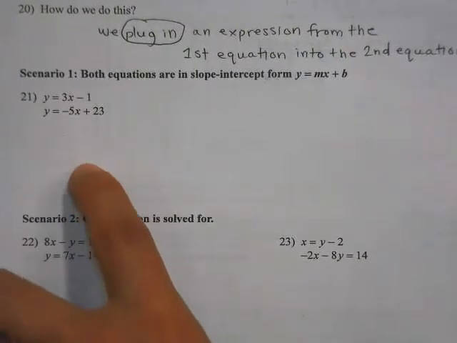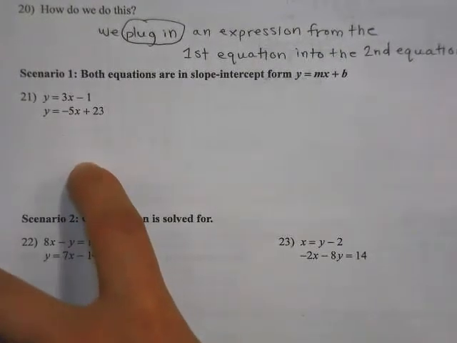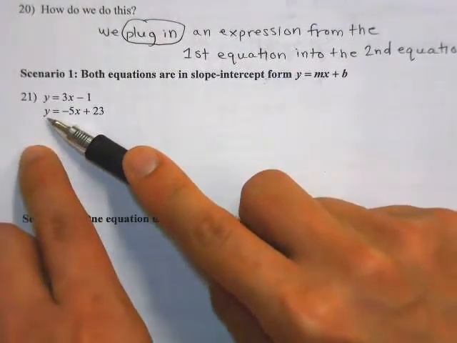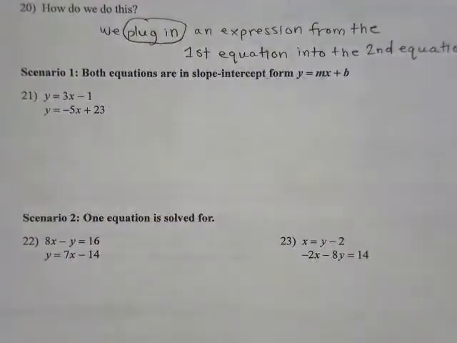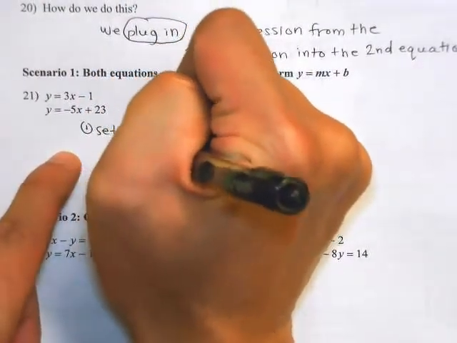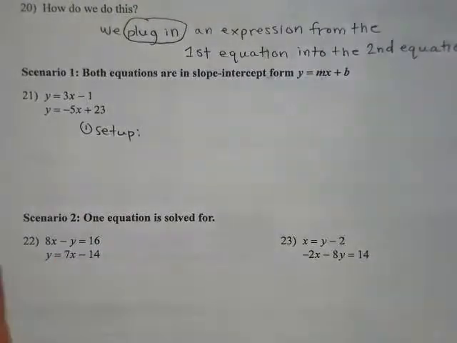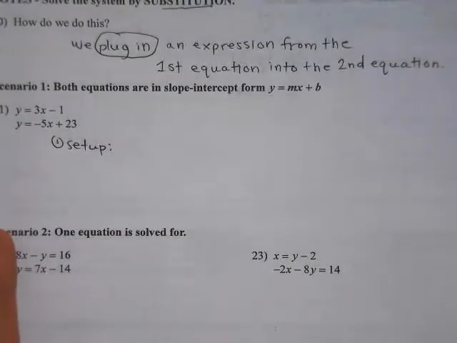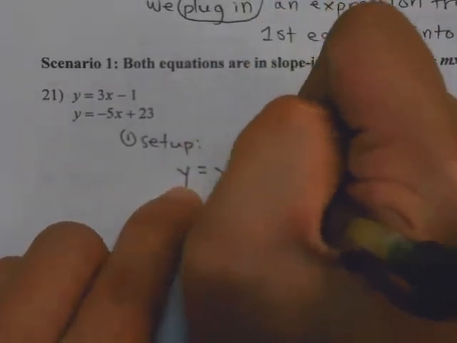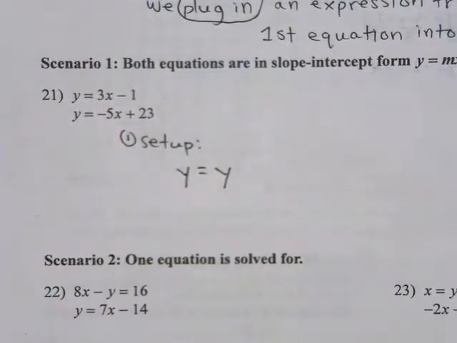Both of your equations are in slope-intercept form, y equals mx plus b. Meaning that if you take a look at the equations, it's y equals, and then y equals. So to solve this, step 1, you are going to set it up like this. Because I have 2 y's that I see, these 2 y's need to be equal to each other, so y is equal to y.